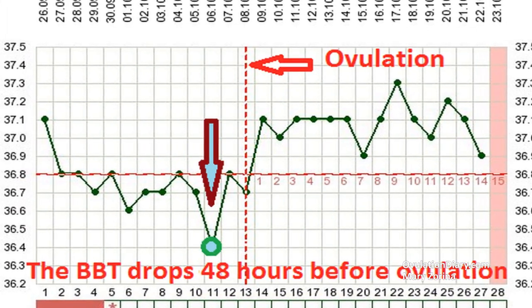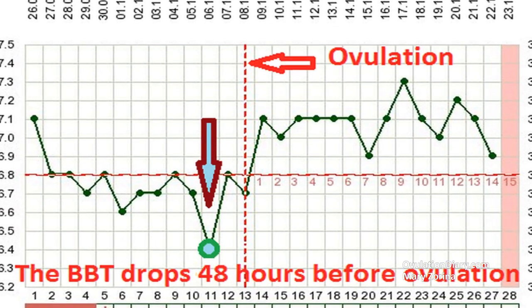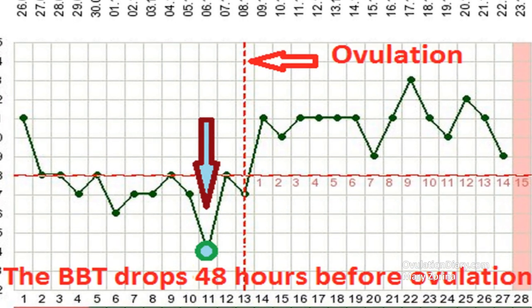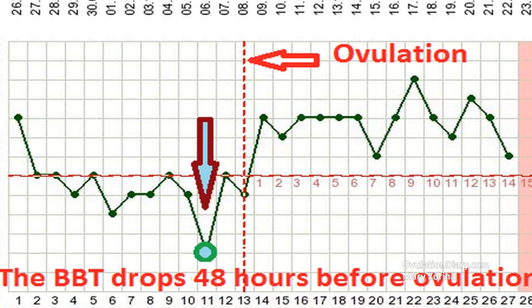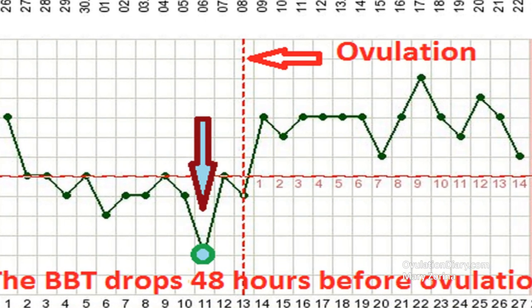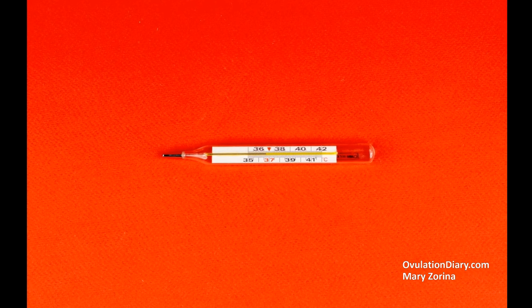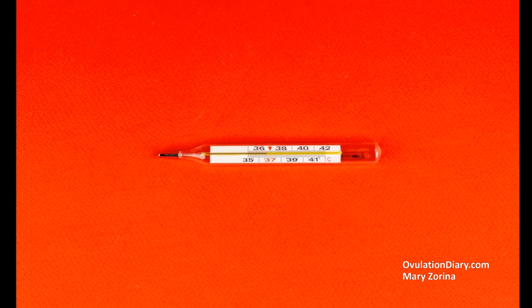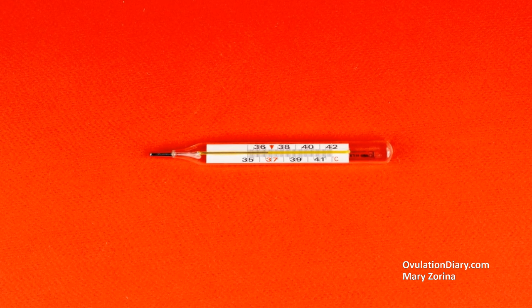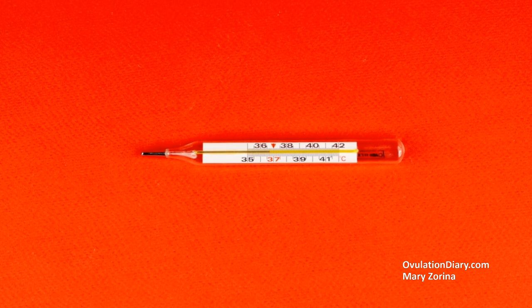Each woman has her own BBT curve. Only the difference between each phase of the cycle matters. This chart shows the preliminary BBT drop. This is how the BBT drops 48 hours before ovulation on a basal body temperature chart. Important: measurements should be carried out by the same thermometer, since each has its own specific level of error. In a BBT chart, the single measurements aren't as indicative as the curve changes throughout the cycle.